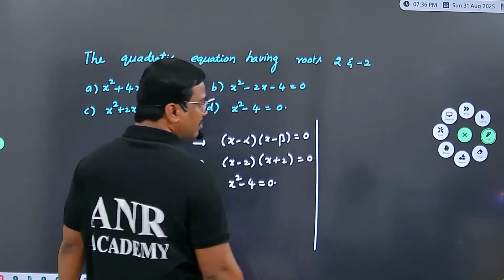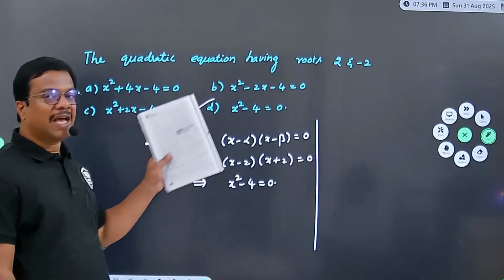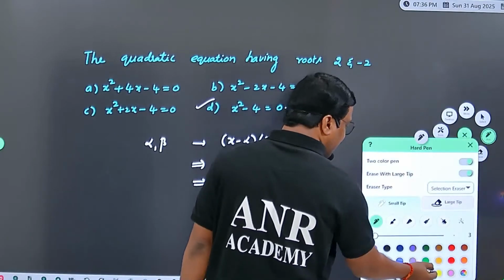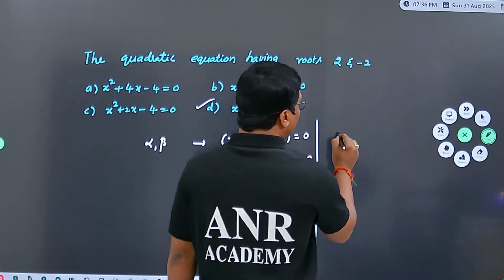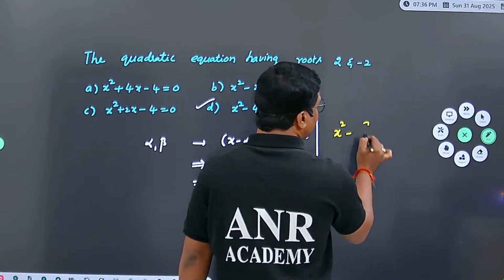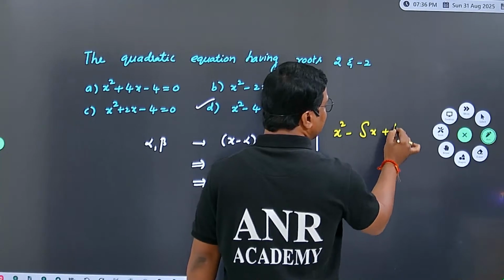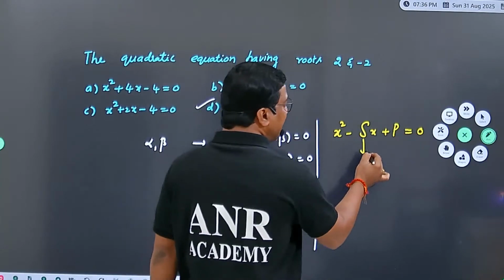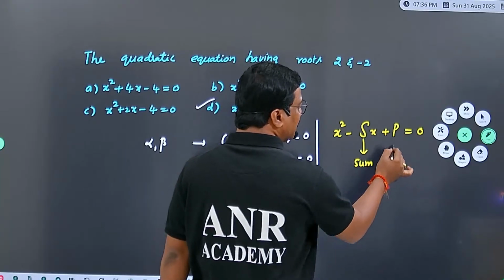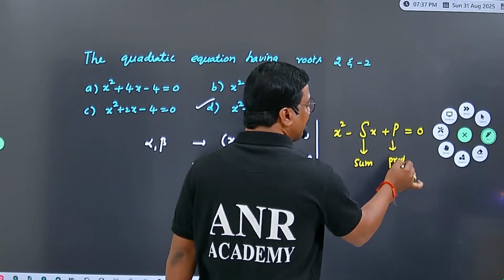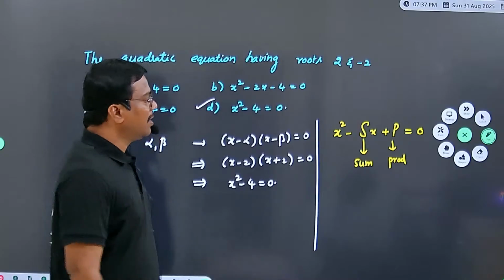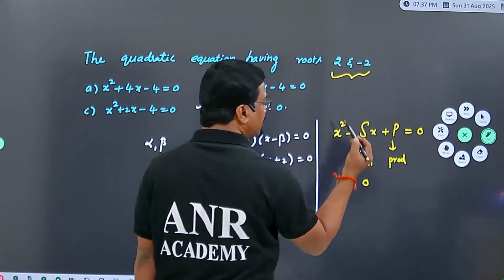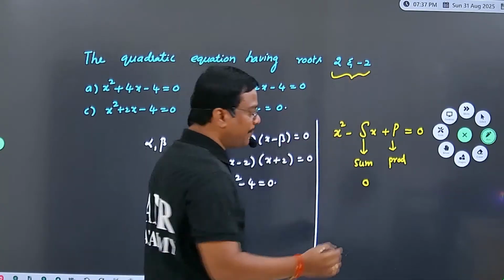Also, when the equation has roots alpha comma beta, you can write the second degree equation x square minus sum of roots into x plus product of roots equal to 0 also. S indicates sum of roots. P indicates product of roots. Here, sum of roots becomes 0 and product of roots is clearly minus 4.